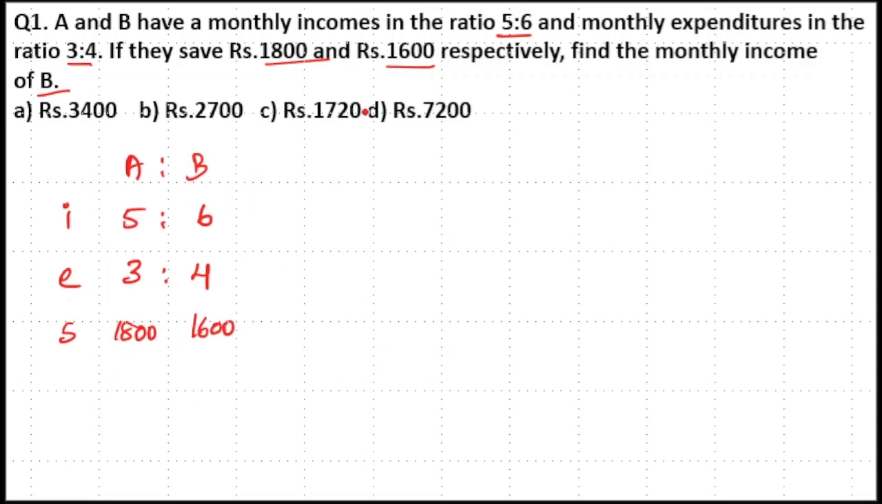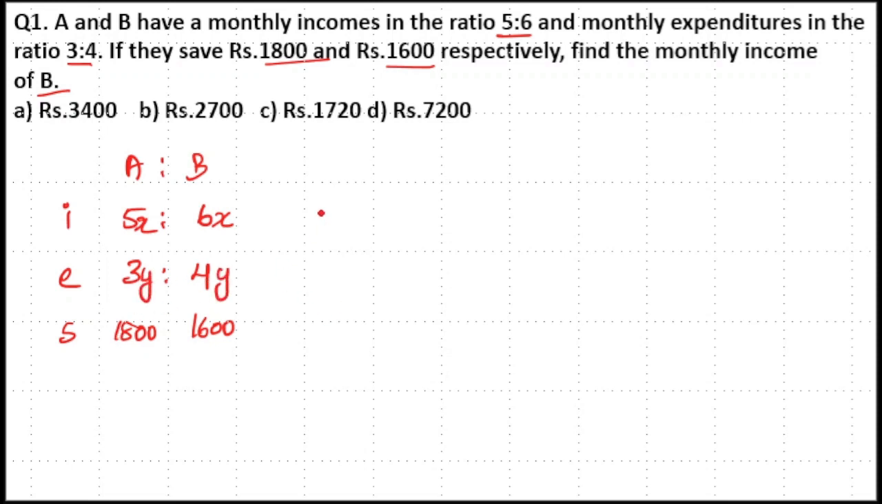So if you want to find out income, expenditure and savings of any question, you can use a simple method here. That is, write the income unit in the first row, expenditure unit in the second row and savings unit in the third row. Now I will take income unit as X and expenditure unit as Y.